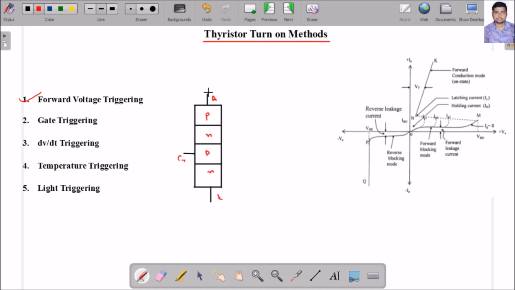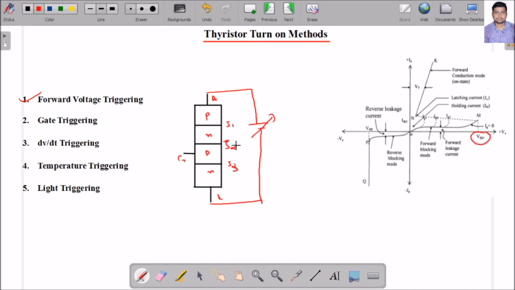If the anode is given a positive supply and the cathode is given a negative supply without applying any gate signal, then some amount of leakage current is flowing in this condition. Because J1 and J3 are forward biased, but J2 is reverse biased. As J2 is reverse biased, the current is 0, but some leakage current is flowing. But if I keep on increasing the voltage, at a voltage known as the breakover voltage, junction J2 breakdown occurs.